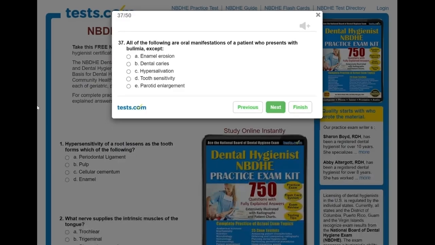Question 37. All of the following are oral manifestations of a patient who presents with bulimia except A. Enamel erosion. B. Dental caries. C. Hypersalivation. D. Tooth sensitivity. E. Parotid enlargement.